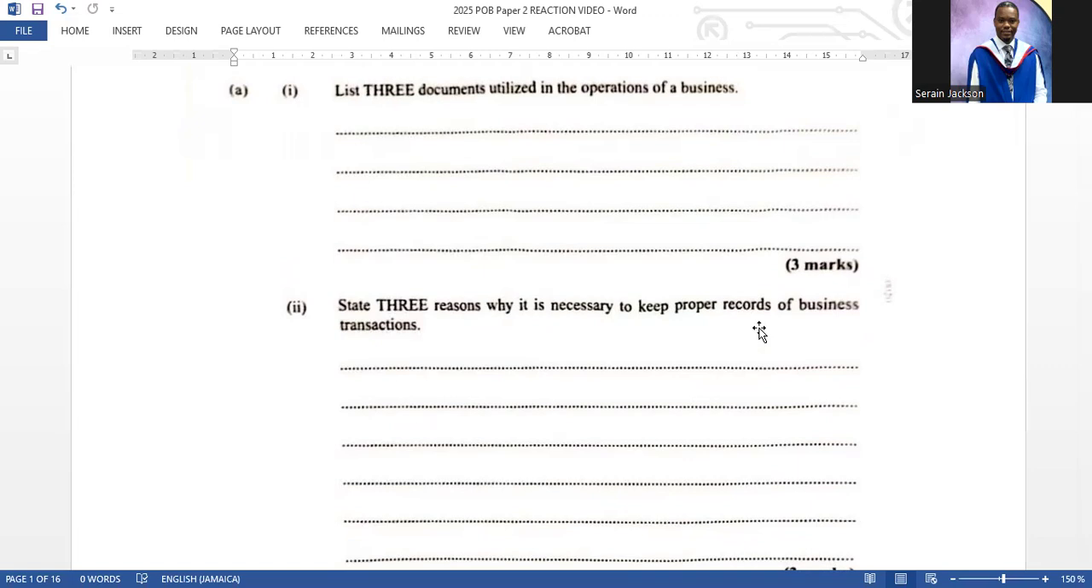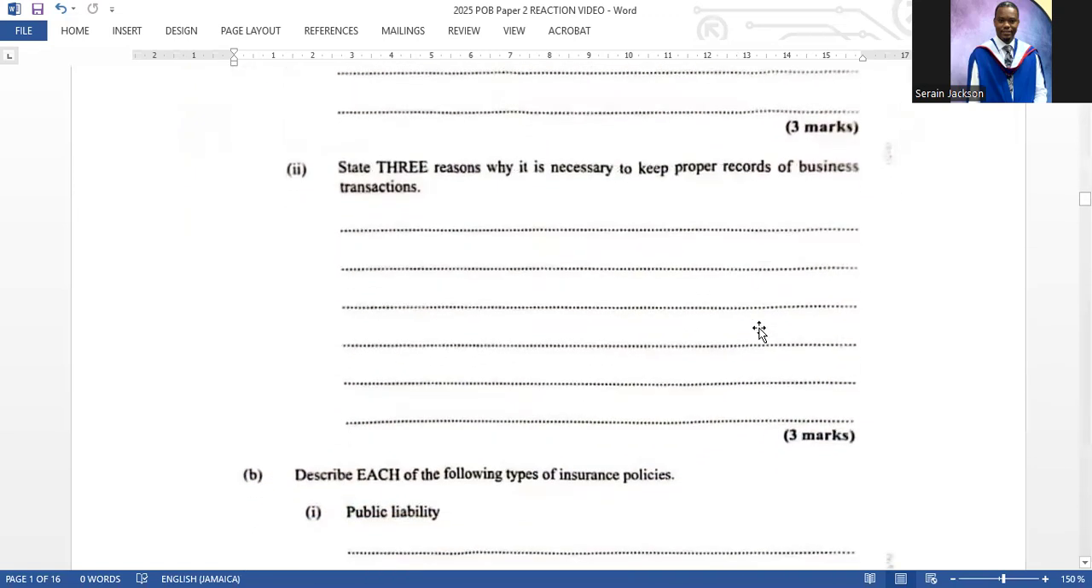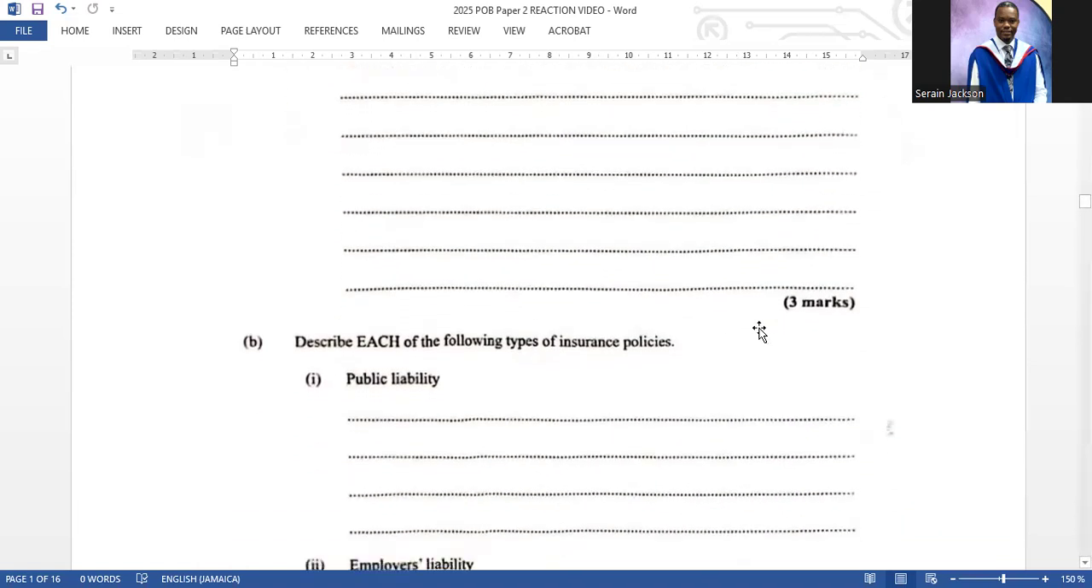The next part says state three reasons why it is necessary to keep proper records of business transactions. Well, wow, this is an accounting question. So accounting students could probably draw on their knowledge, but students who are not accounting students, well, this is pretty much common sense. But under exam pressure, sometimes these things can slip your mind. I hope that you guys would have gotten this question correctly.